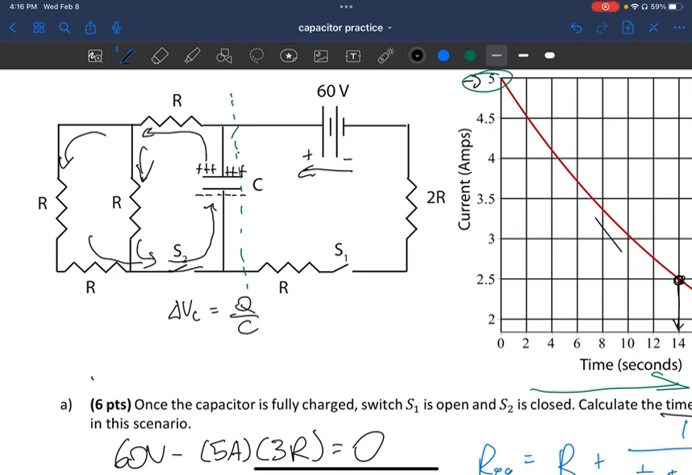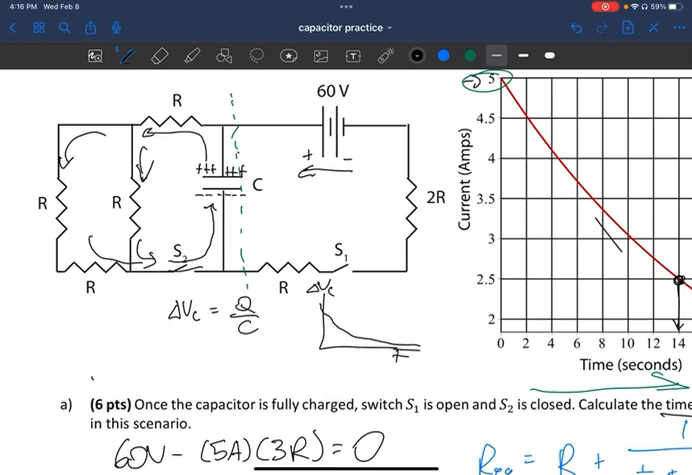We know that the voltage drop is going to decrease because we're starting with a maximum value of current and then decaying away to zero. As a result, if Q starts large and decays away to zero, delta V across the capacitor will do the same thing. So we're going to have an exponential that looks like the one on the right, where we have an initial value and it decays asymptotically to zero. This here would be delta VC, and on this axis we have time.